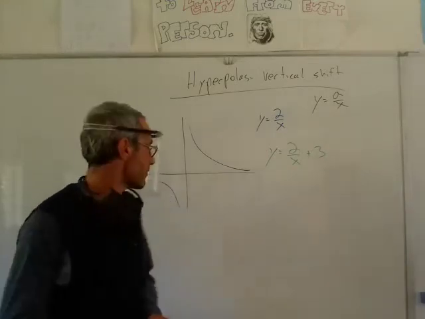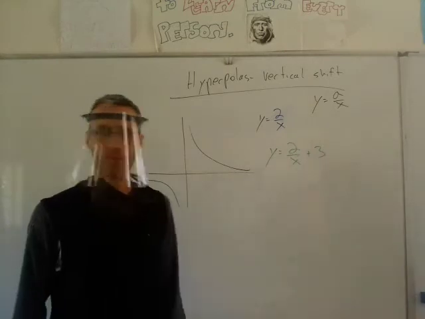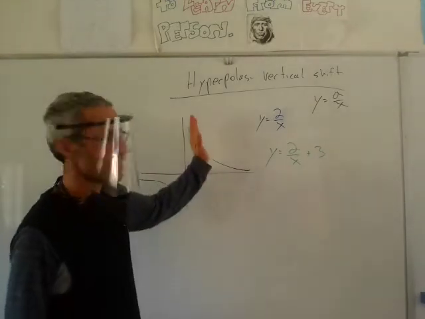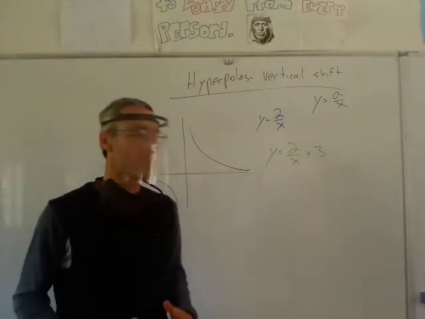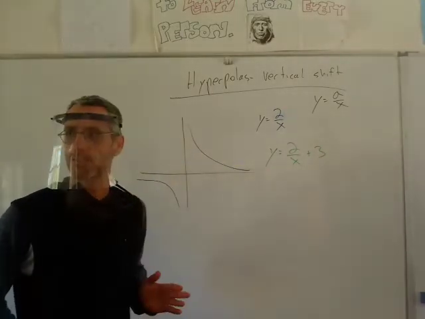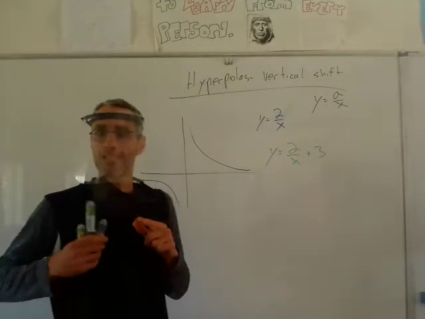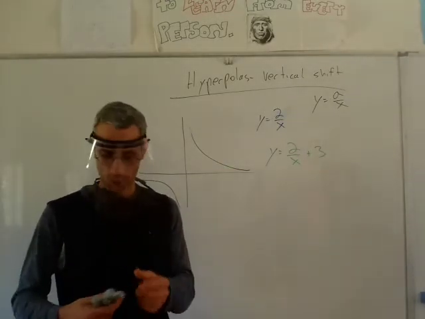They're different in a couple of ways. One, they have two disconnected graphs, so the negative side is not connected to the positive side. The other thing is that they have what we call vertical and horizontal asymptotes. These are lines that these graphs always get close to but never really reach.